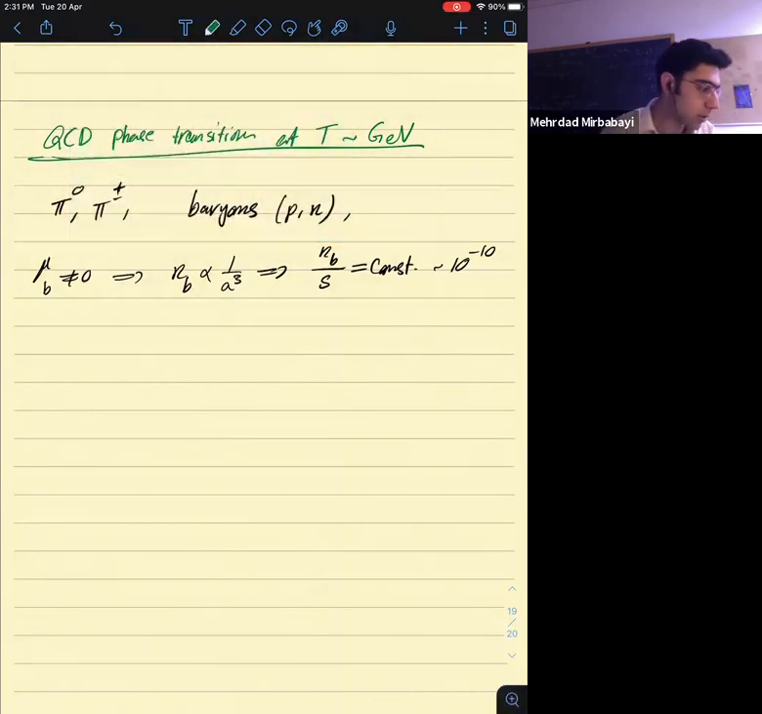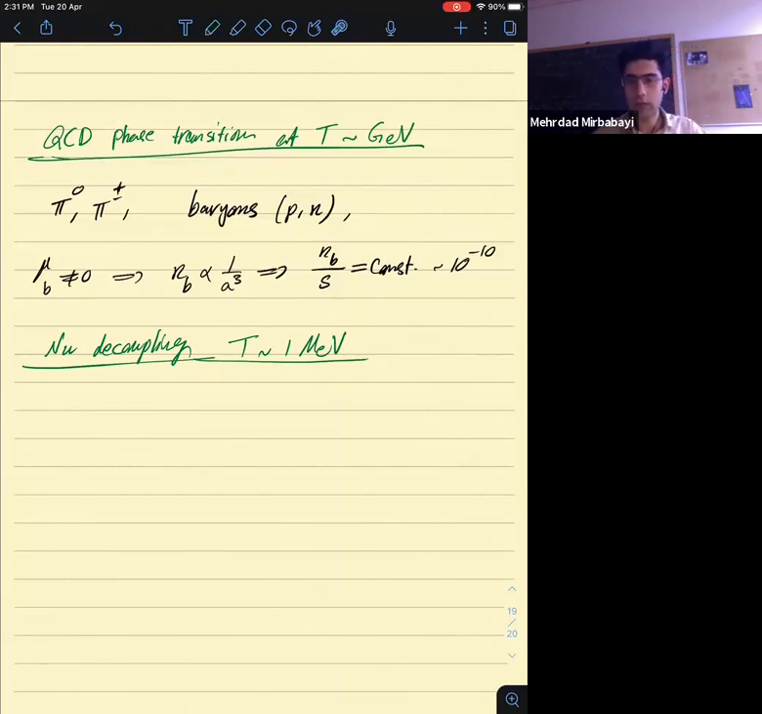Okay, then another important thing that happens, again, this one is qualitatively different, is neutrino decoupling. This happens at a temperature of order 1 MeV, and we are going to derive or estimate this T of order 1 MeV. So what are the processes that keep neutrinos in equilibrium with photons or with the rest of the plasma? The main processes are the weak interactions, the four-Fermi interactions.